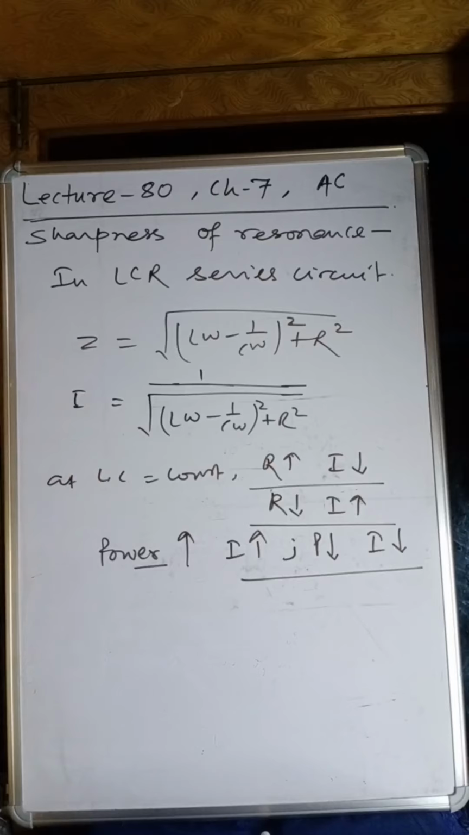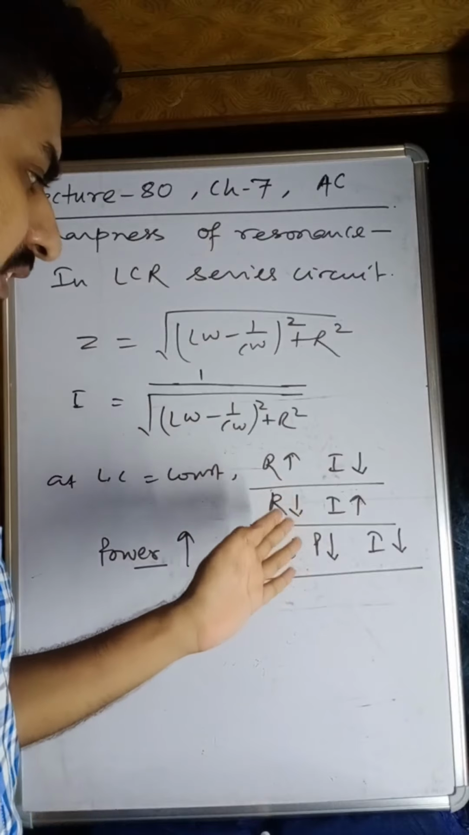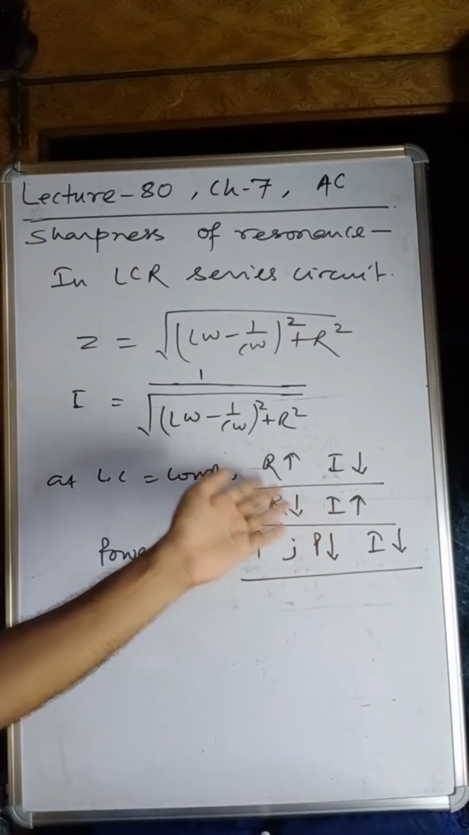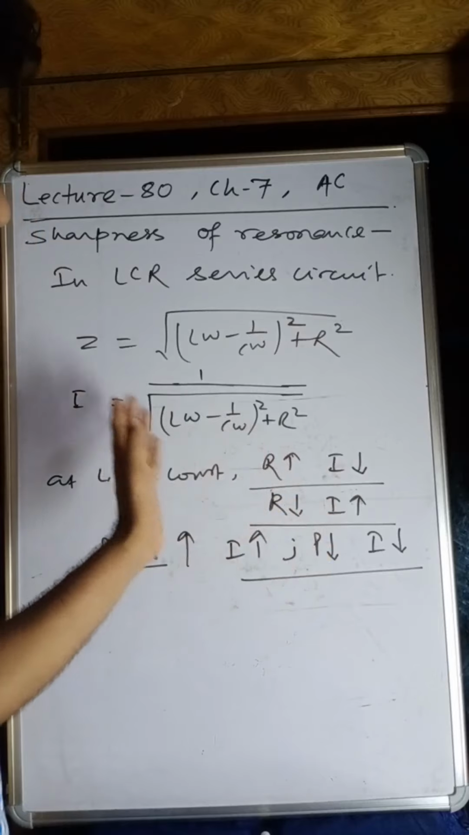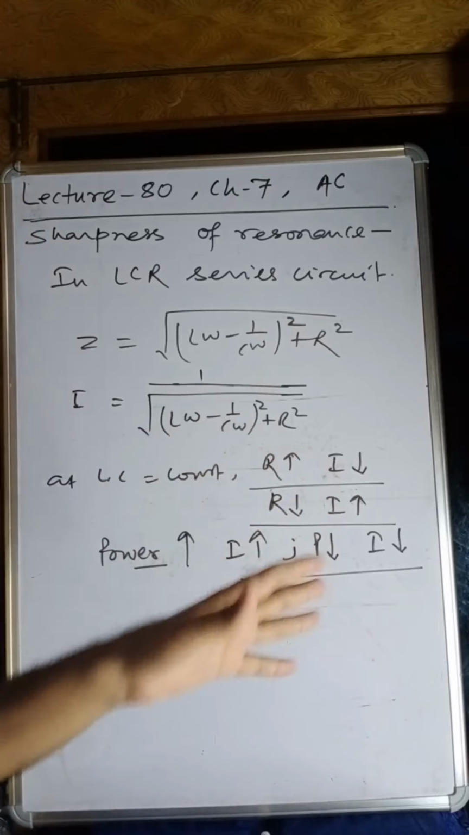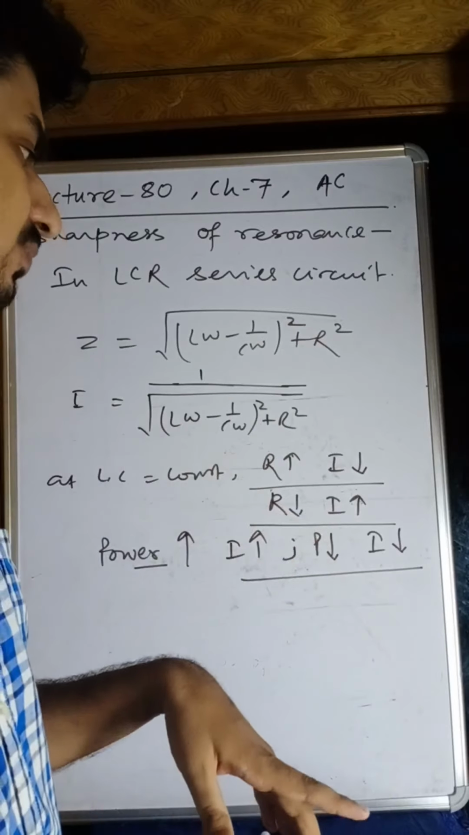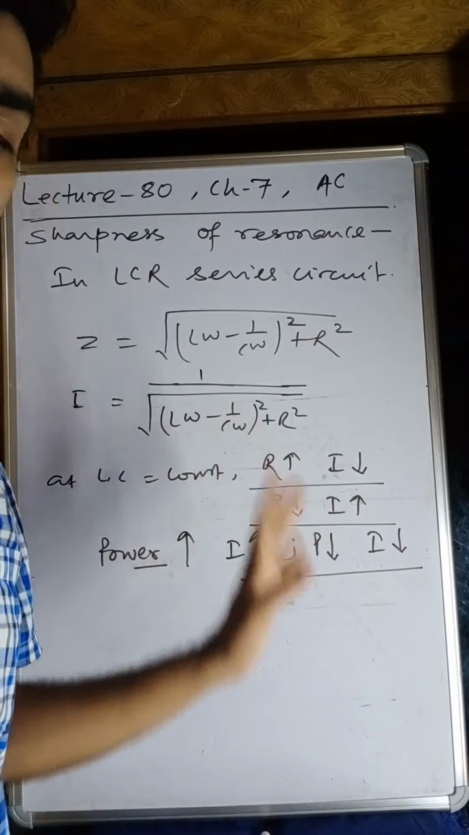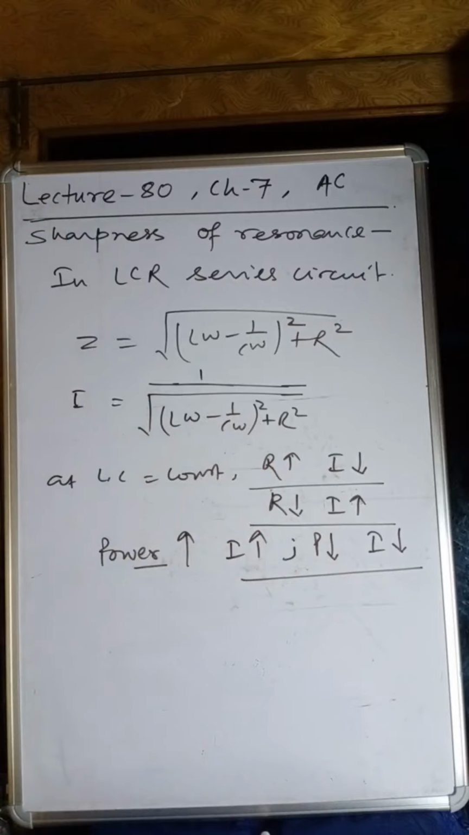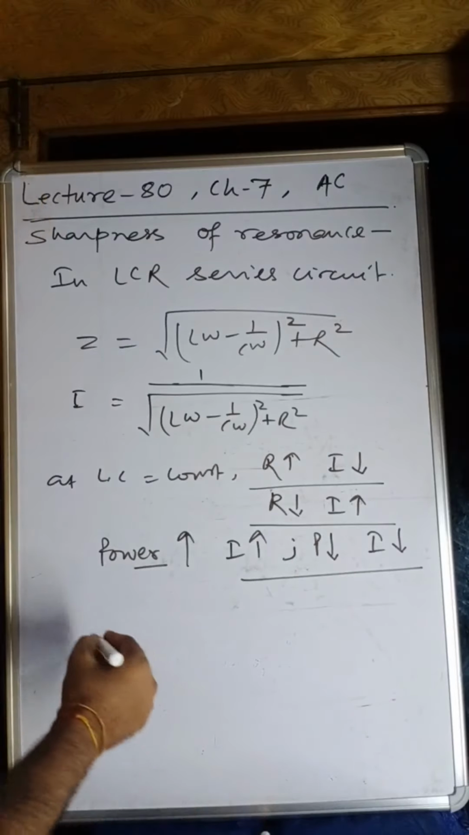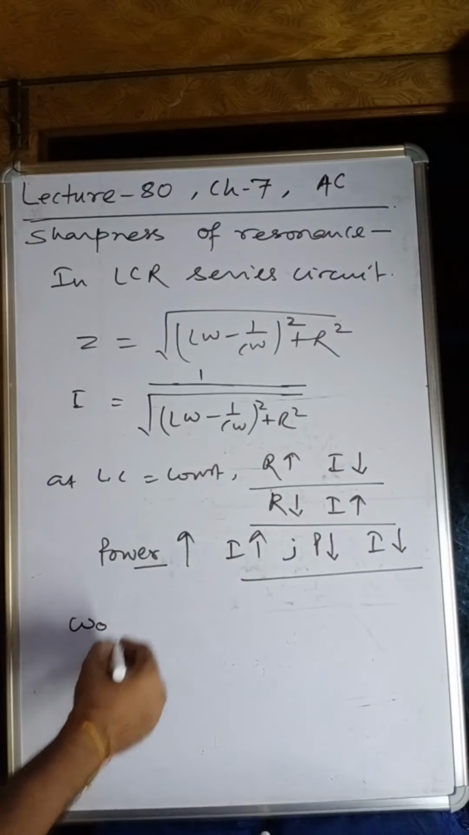Alright, my dear students, we have actually decreased the value of the resistance to understand this current, but in fact the resonance circuit or the sharpness we will study with the help of omega. We have also studied omega will have one value, that is called the resonance frequency, which we represent with omega naught.